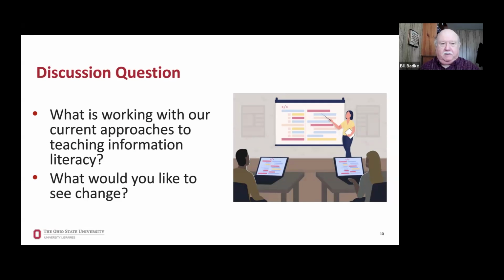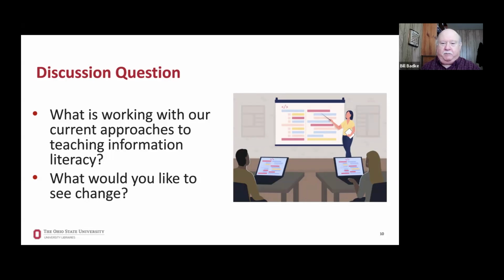I'm happy to start. I think a number of things are working. Obviously, one-shots are ubiquitous. I mean, that is absolutely the primary thing that we do. And they can be helpful because they do introduce librarians to students and students to librarians. They do emphasize the role that we can play in things like databases and reference service, etc. They connect us with faculty, get us into classrooms, and all of those things are important. Of course, they really can't accomplish that much.